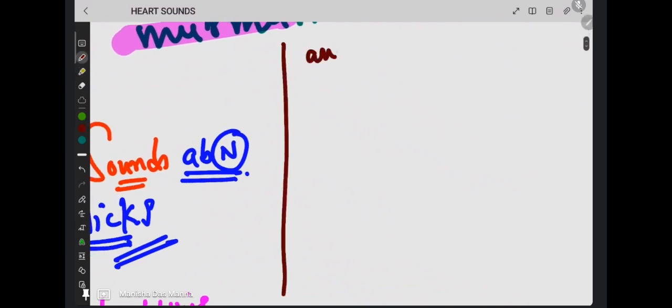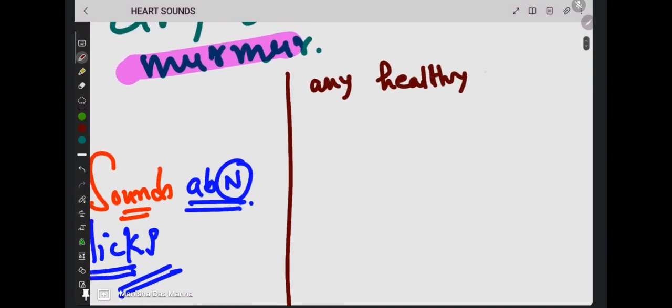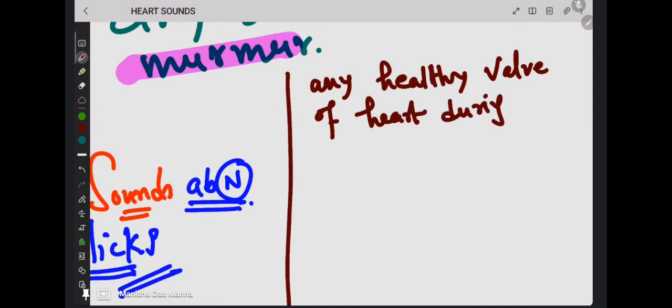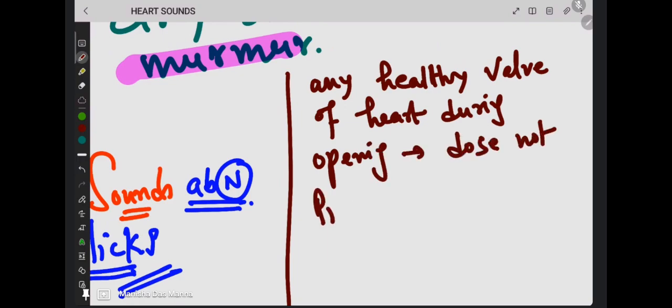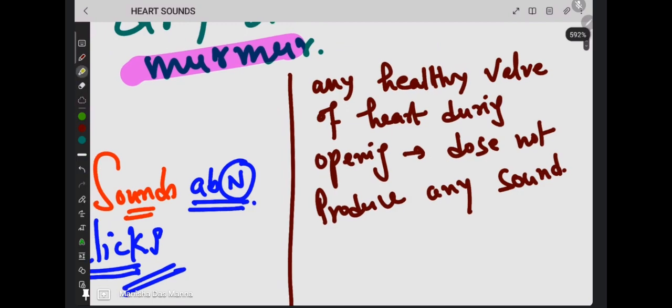Any healthy valve of the heart, during opening, does not produce any sound. So opening of a valve does not produce any sound. Easy.